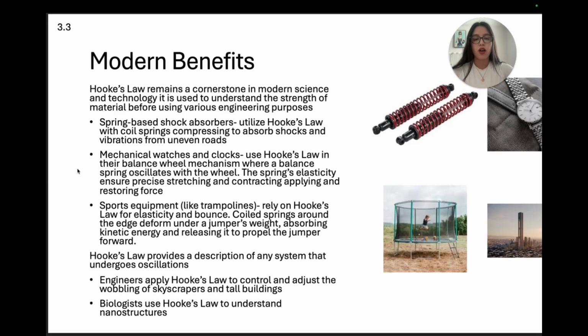And also in architecture and engineering, Hooke's law provides a description of any system that undergoes oscillations. Engineers apply Hooke's law to control and adjust the wobbling of skyscrapers and tall buildings. Biologists use Hooke's law to understand nanostructure.